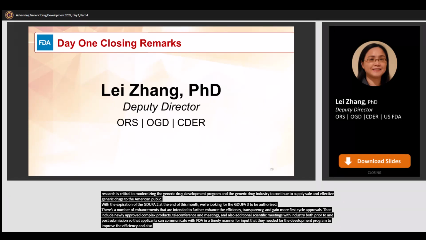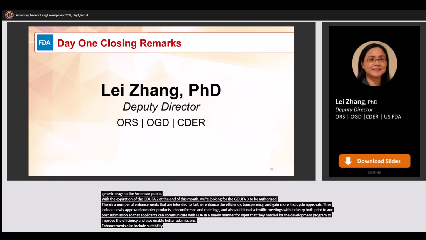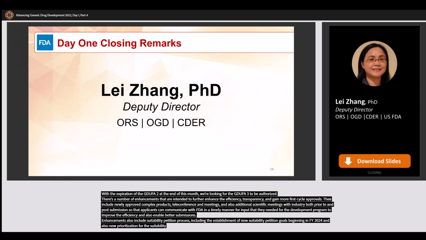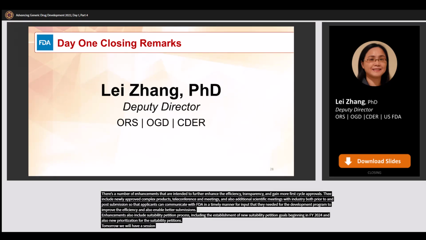Enhancements also include the suitability petition process, including the establishment of new suitability petition goals beginning in FY 2024, and also new prioritization for the suitability petitions. Tomorrow, we will have a session highlighting the suitability petition and the changes that are going to occur in GDUFA III to maximize the use of the 505(j) pathway.